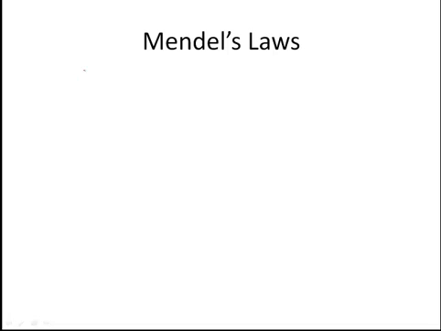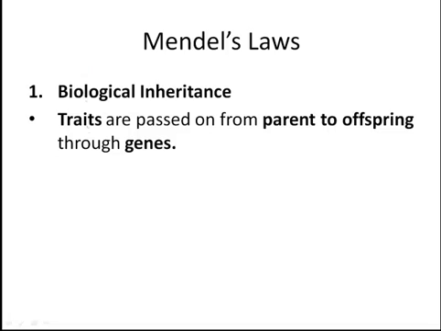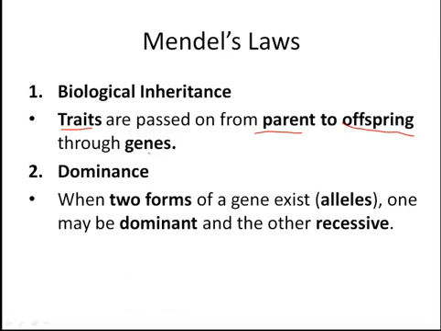All right, so Gregor Mendel was the person that did a whole bunch of experiments in the 1800s on genetics, and he came up with 4 fundamental laws of genetics. The first is biological inheritance, and that basically says that traits get passed from parents to offspring. We now know that those things that are getting passed on are through genes. The law of dominance. When 2 forms of the gene exist, remember we just called those alleles, one may be dominant over the other one that we call recessive.